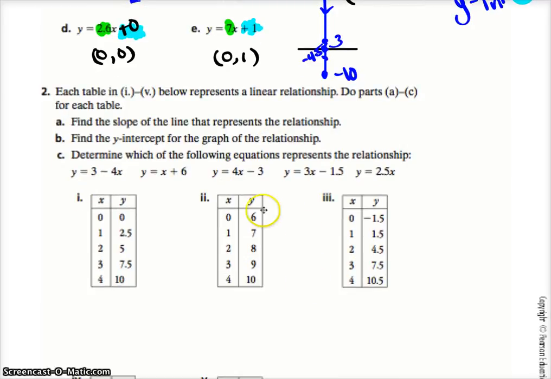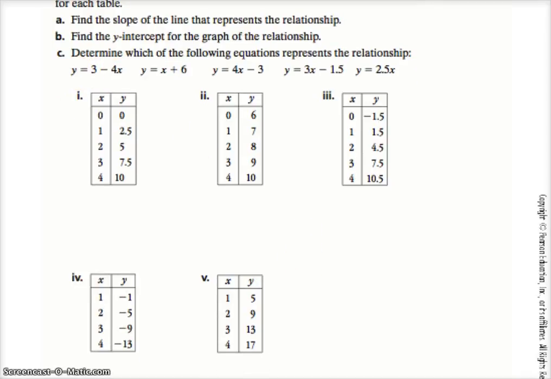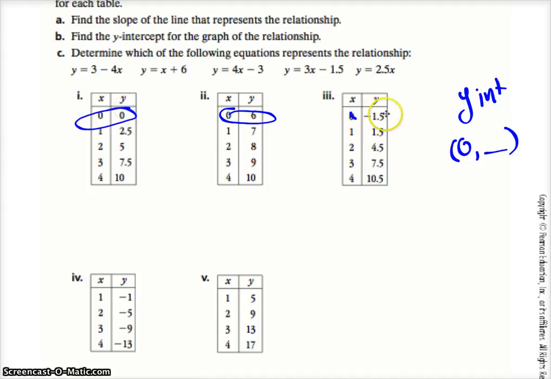Your test will have something very similar to this. You'll have an equation and some tables, and you have to match them. Now the easiest way to do this is to first identify. I like to identify my y-intercept first. Remember, our y-intercept is always 0, something. So when I see a 0, x is 0, so that's my y-intercept. Here I don't have my y-intercepts, but that's fine. At least these kind of give it away for me. I'm looking for something with nothing attached to it, plus 0. That's this one. That's this one.